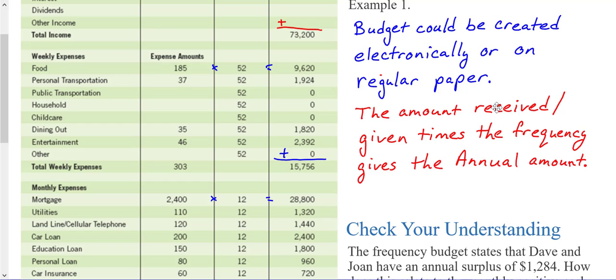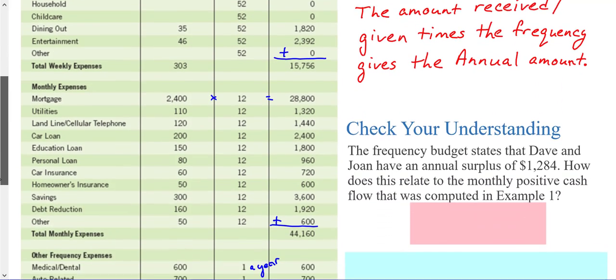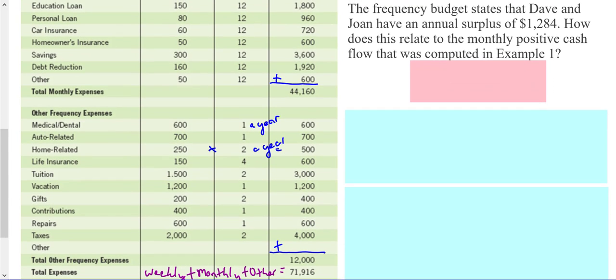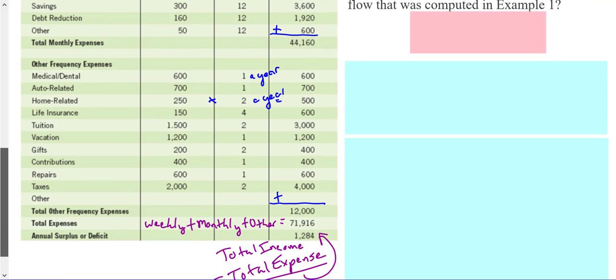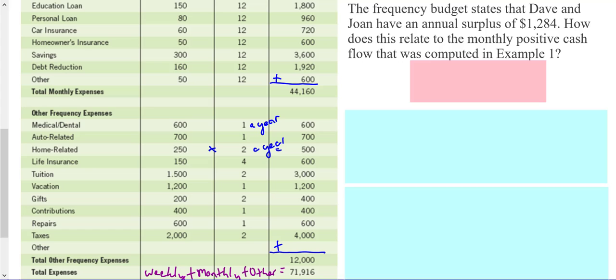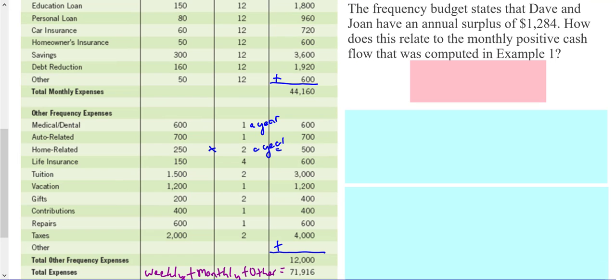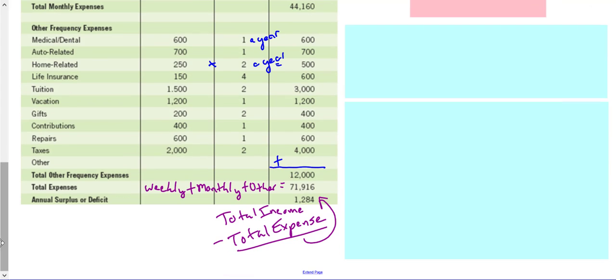So this is just repeating what I just stated. The amount received or given times the frequency gives you the annual amount. So the frequency budget surplus states that Dave and Joan have an annual surplus of 1,284. You see that down here at the bottom of the frequency chart. Right here.